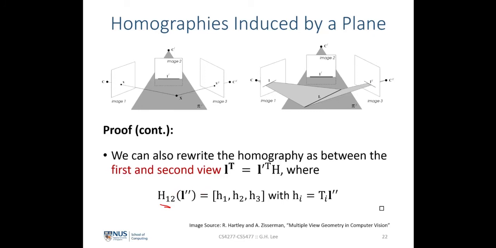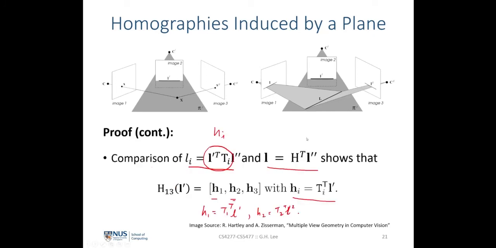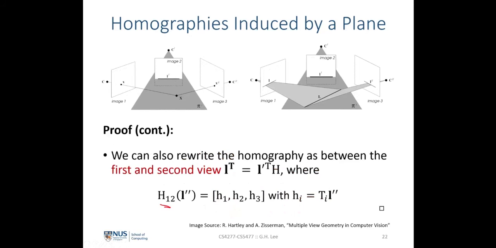And we'll see that a direct comparison with the incidence relation over here, Li equals to L prime transpose multiplied by Ti multiplied by L prime prime, we'll be able to directly obtain this relation where Hi, the ith column of the homography matrix that relates the first two views, is simply given by Ti multiplied by L prime prime.